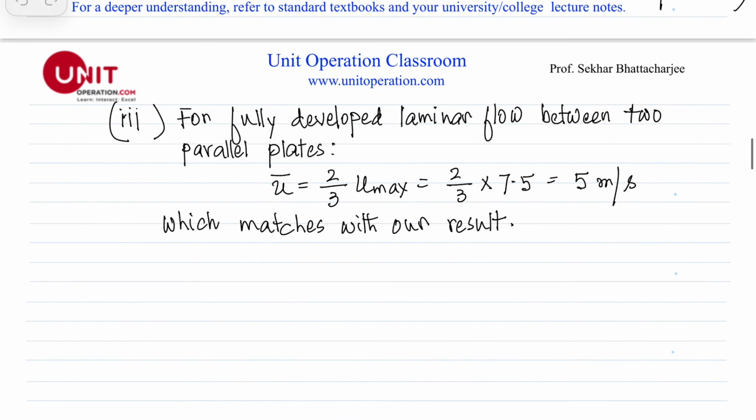Okay, so for fully developed laminar flow between two parallel plates, the average velocity is, of course, we know, normally 2/3 of the u max, and that becomes equal to 5 meters per second, which we have got. So this matches our result.